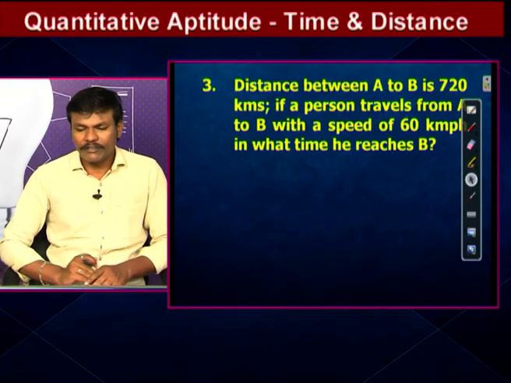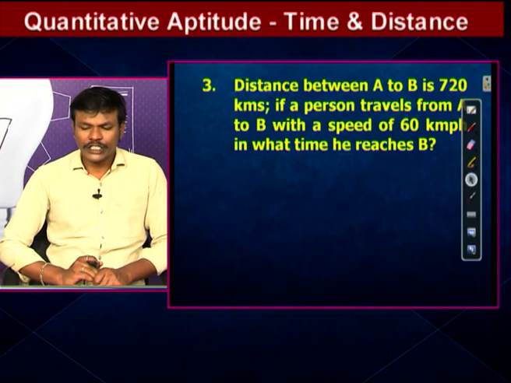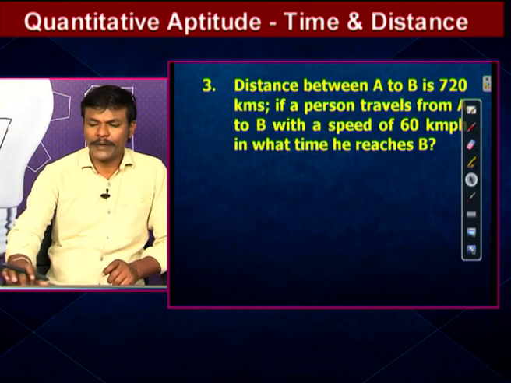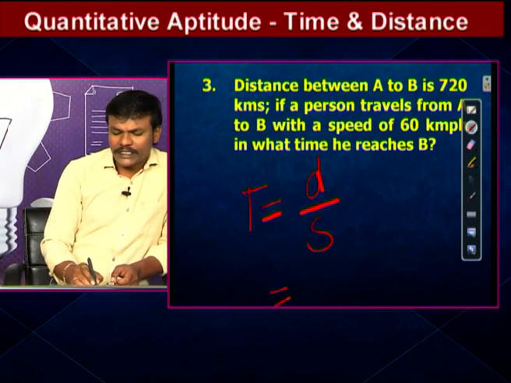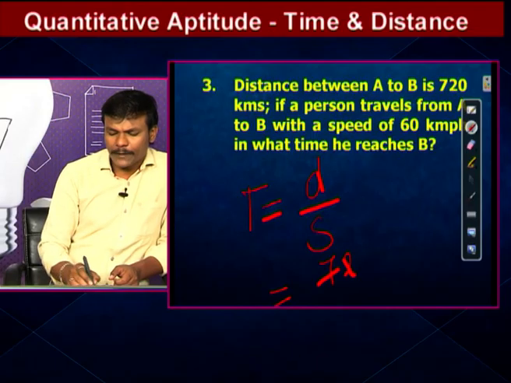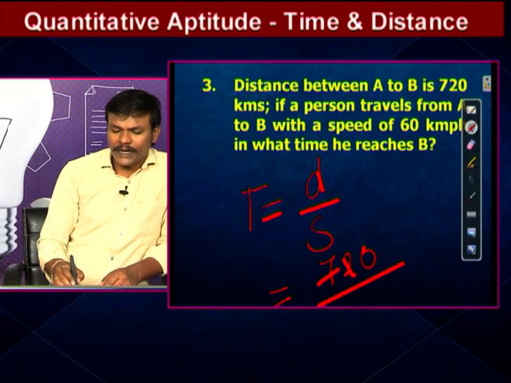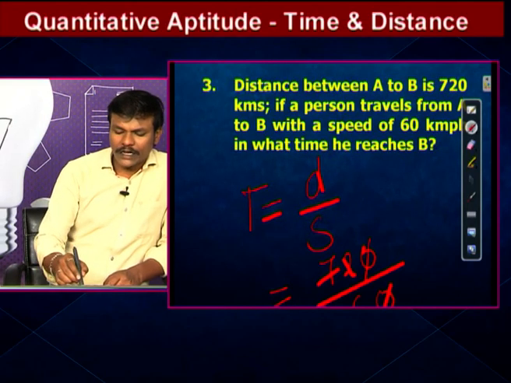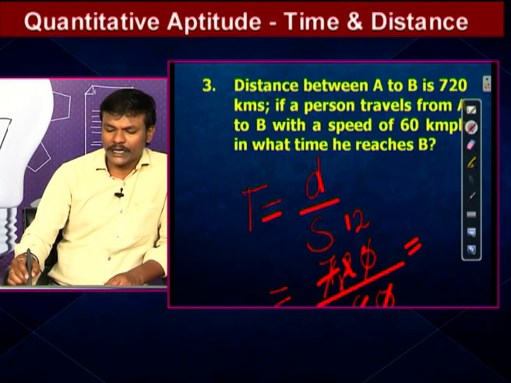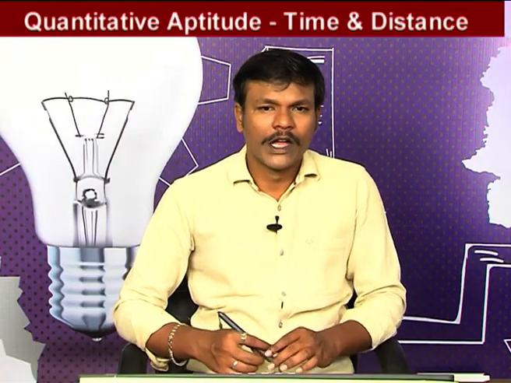The distance between A and B is 720 kilometers. If a person travels from A to B with a speed of 60 km per hour, in what time does he reach B? The time t is equal to d by s. 720 kilometers is travelled with a speed of 60 km per hour. Simple, 6 2s are 12. In 12 hours he completed. So these three problems are completed. How to find the speed? The speed is equal to d by t. How to find the d? The d is equal to speed into time. How to find the t?